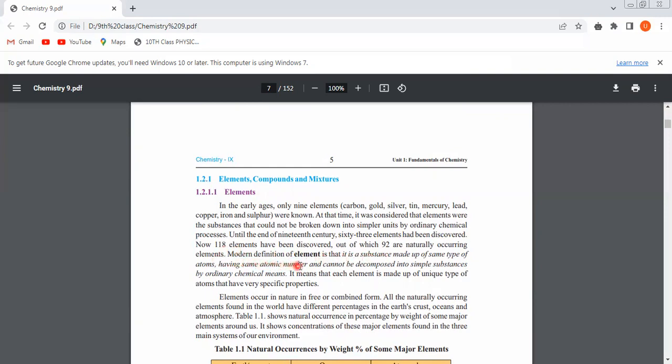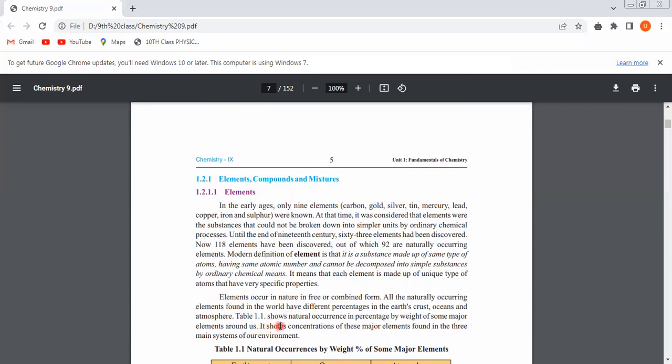The modern definition of an element is that it is a substance made up of the same type of atom having the same atomic number, and it cannot be decomposed into simpler substances by ordinary chemical means. It means that each element is made up of a unique type of atom that has very specific properties. Elements occur in nature in free or combined form. All the naturally occurring elements found in the world have different percentages in the earth's crust, ocean, and atmosphere.